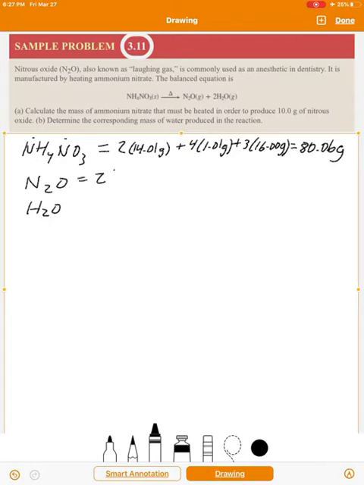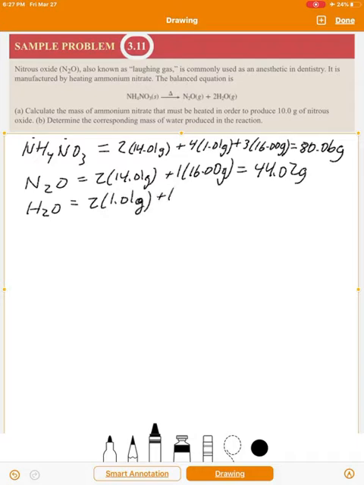Let's do N2O, 2 nitrogens, and 1 oxygen. So that's 2 times 14.01 plus 16, 44.02. And then for water, 2 times 1.01 grams, plus 1 times 16, 18.02. Wouldn't be surprised if you already remembered that, because we do water quite a bit in these types of problems. So those are our molar masses.